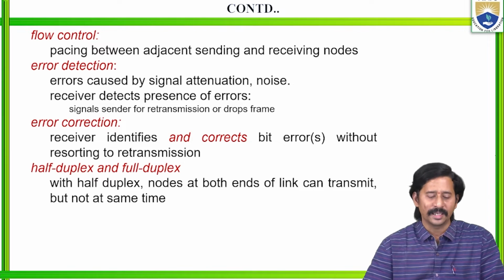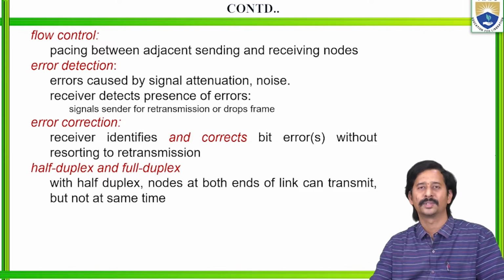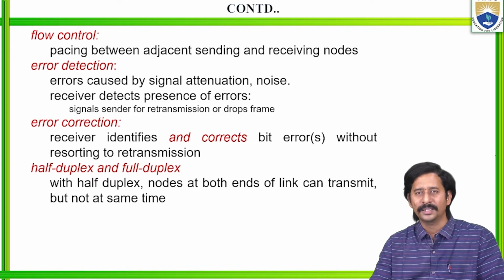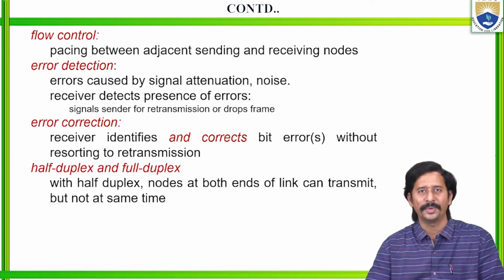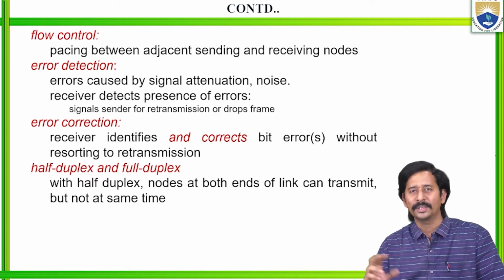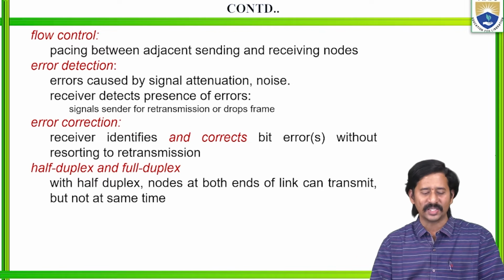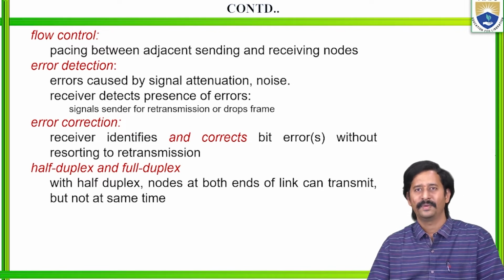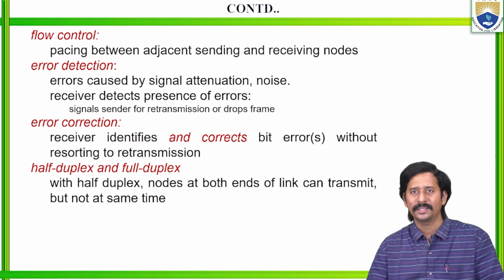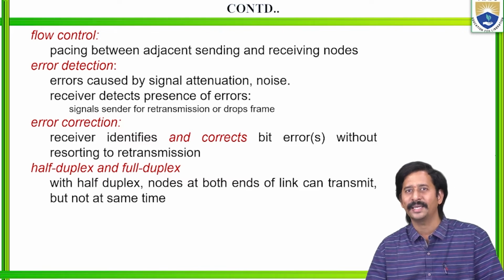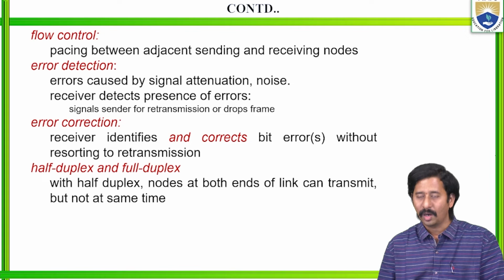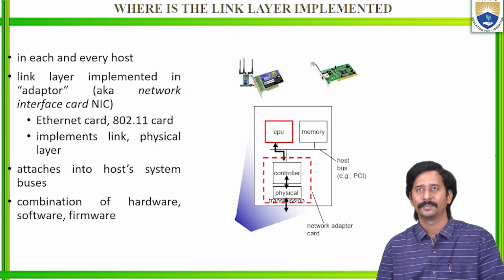Then an important one is half duplex and full duplex. Do you know what is meant by half duplex and full duplex? With half duplex, the nodes at both ends of the link can transmit, but not at the same time. Whereas in full duplex, nodes at both ends of the link can transmit at the same time. There is a slight difference between half duplex and full duplex.